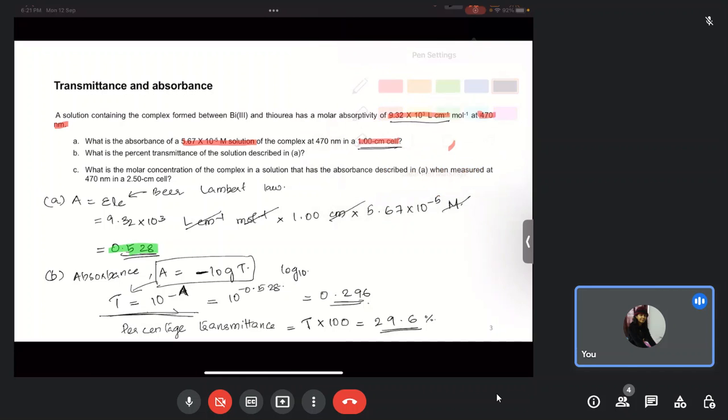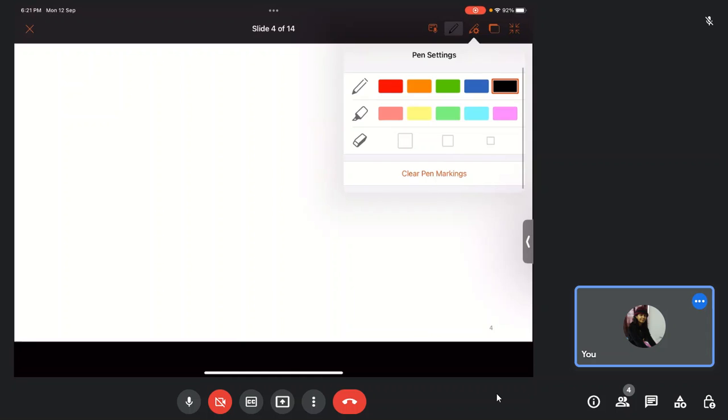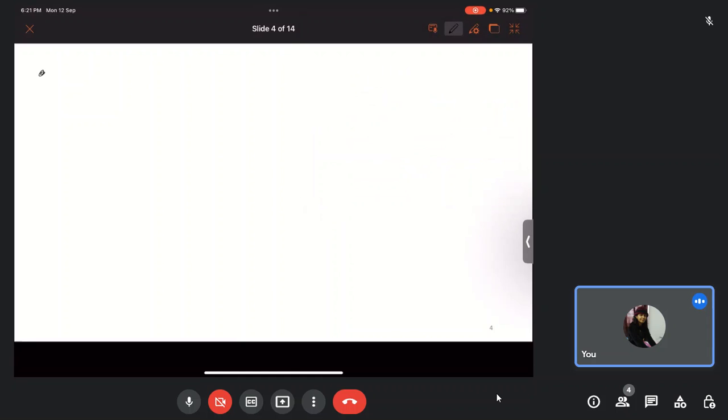Okay. Now the third question is to find the molar concentration of the complex in a solution, that is, the absorbance described in 1, when measured at 470 nanometer in a 2.50 centimeter cell. So absorbance A is equal to epsilon LC.